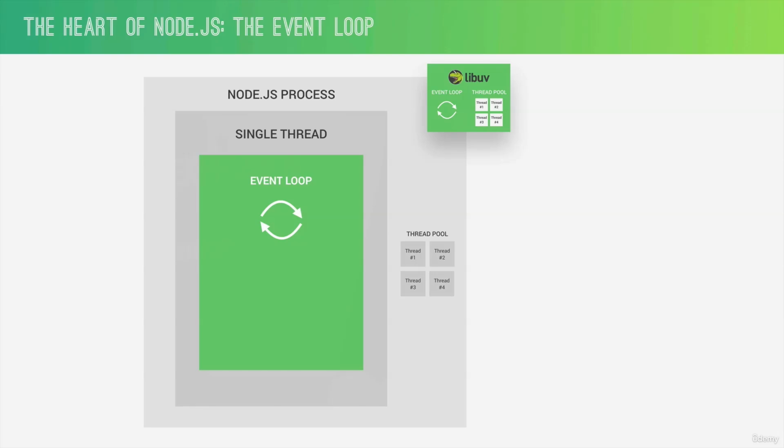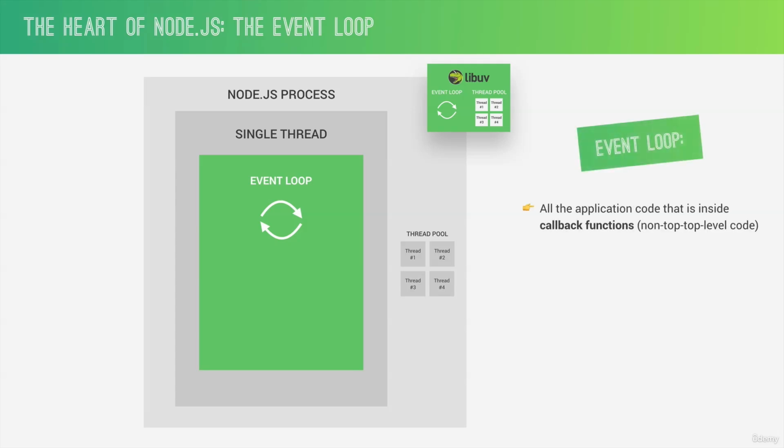Now, the first thing that you need to know is that the event loop is where all the application code that is inside callback functions is executed. So basically all code that is not top-level code will run in the event loop. Some parts might get offloaded to the thread pool, as we saw in the last lecture, but it's the event loop that takes care of all this. As I said before, it really is the heart of the node architecture. Okay, now as I mentioned many times in the first part of the course, Node.js is all built around callback functions.